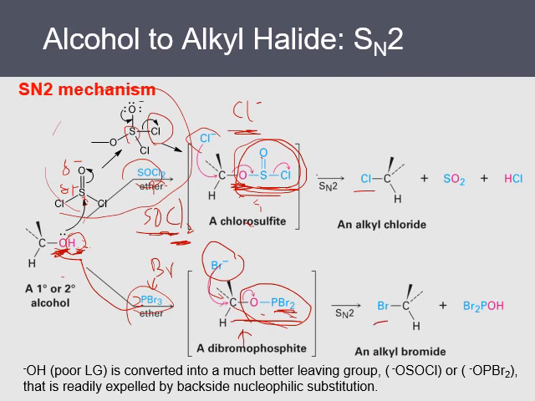So notice the characteristic change from reactants: the hydroxy on the reactant side, and in the product, chloride or bromide. All right, so that's an example of SN2 reaction where a primary or secondary alcohol is converted to an alkyl halide by SN2 reaction.